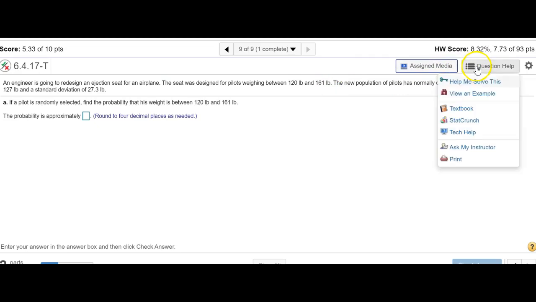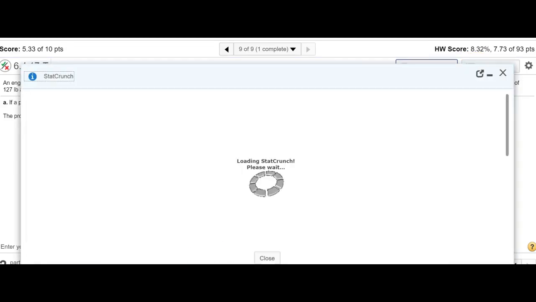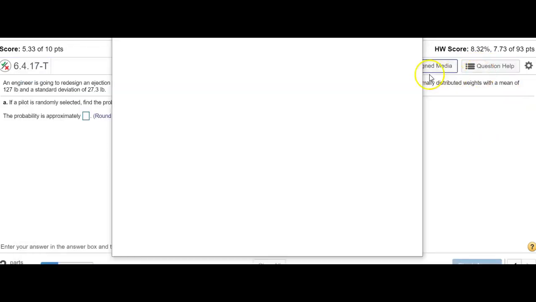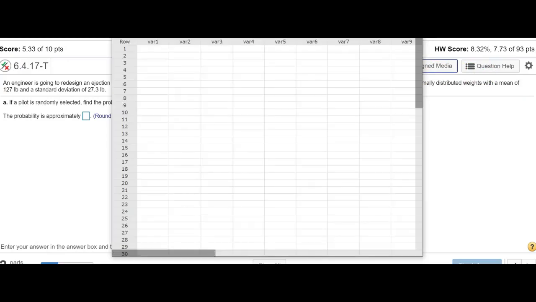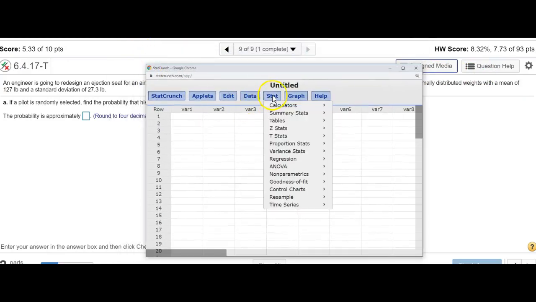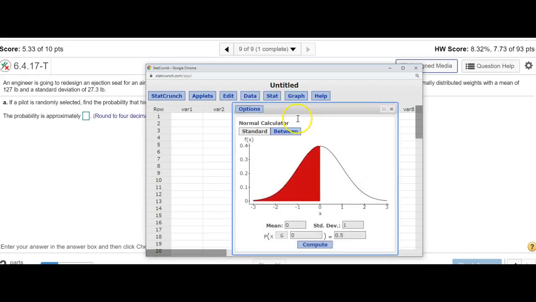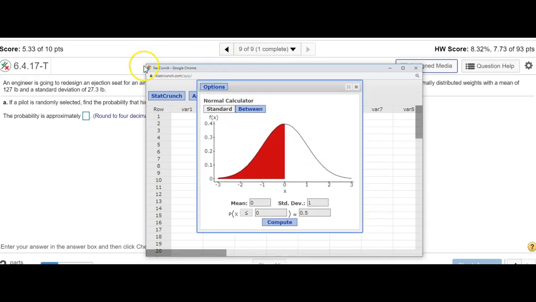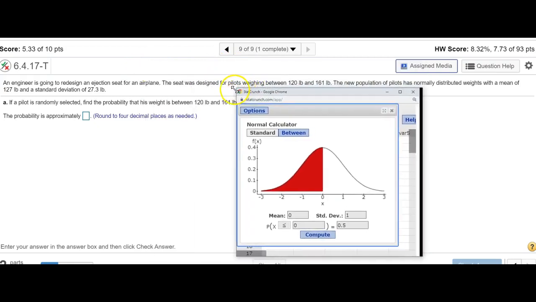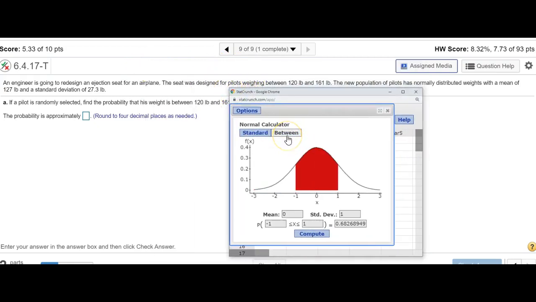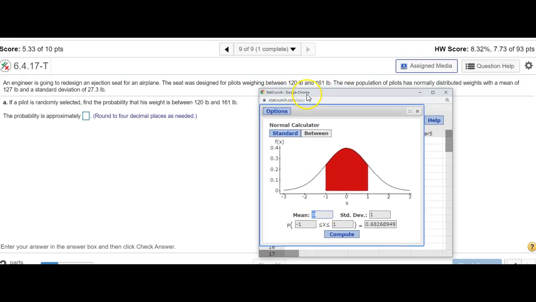So we're going to go to question help. We're going to StatCrunch. I like to look at StatCrunch in a pop-out view. That way I can manipulate it a little easier. I'm going to go to calculators, normal distribution. The nice thing about this normal distribution calculator is I can look at the area to the right and the left, or I can click on between. And when I do that, I can manipulate the standard normal curve to fit my specific data.